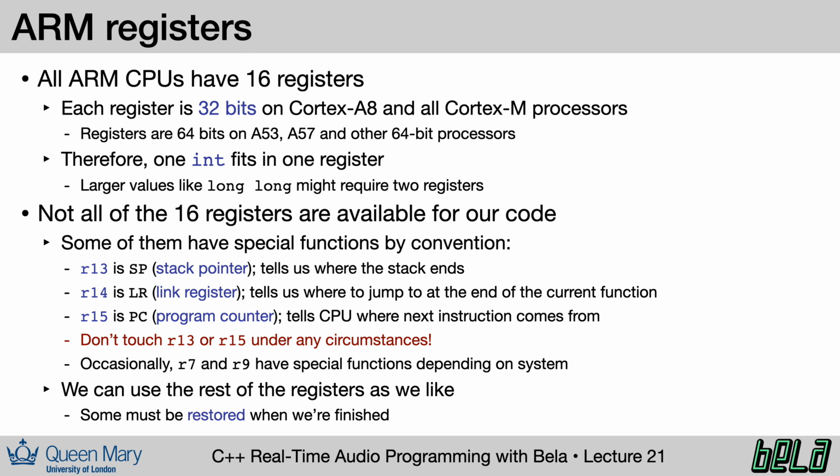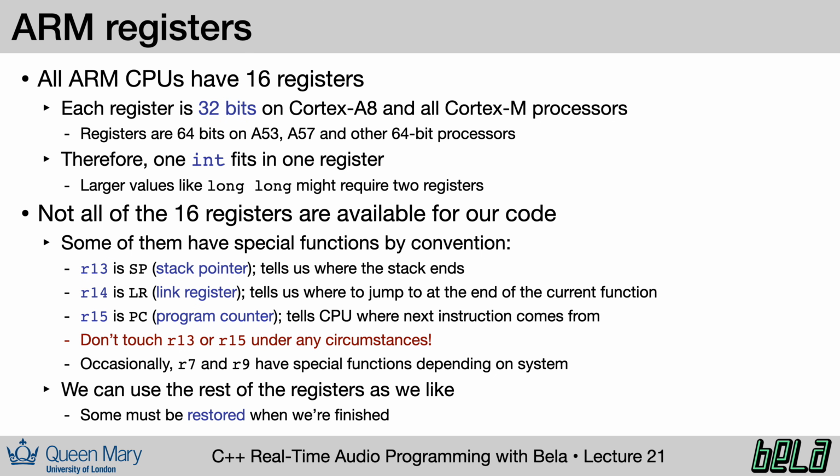This is a particular region in memory which our program will use for local variable storage. R14 is called the link register. It's typically used to tell our program where to go back to when a function call finishes. R15 is called the program counter. This tells the CPU where its next instruction should come from in memory.